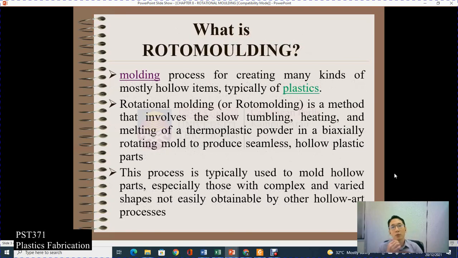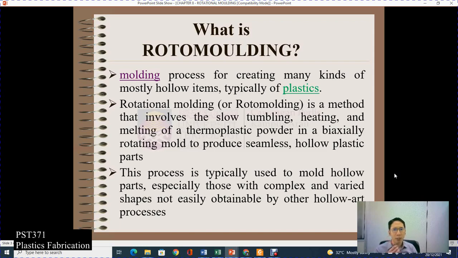Okay, so what is rotomolding or rotational molding? It is a molding process for creating many kinds of mostly hollow items, typically of plastic. Basically, rotational molding produces hollow items, although it can produce solid parts. However, it is commonly used for hollow parts and usually involves plastic material.